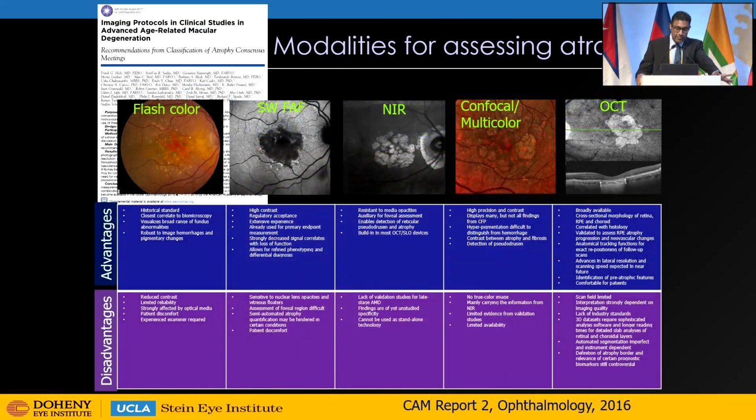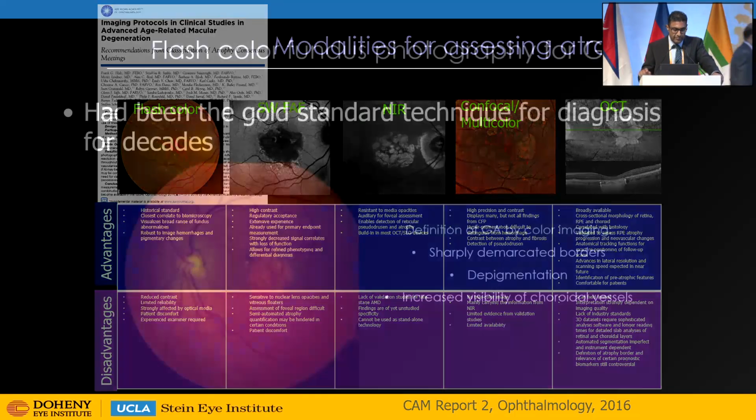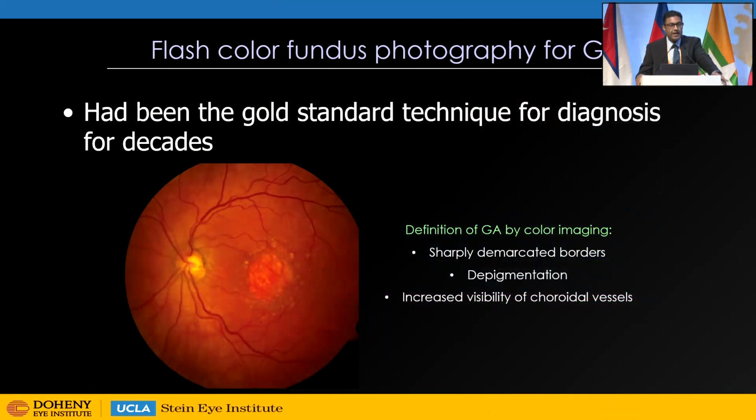A few years ago, we published this report summarizing some of the advantages and disadvantages. This is not meant for reading; I just wanted to throw the reference there if someone's interested. But I want to highlight that flash color photography has been the gold standard for diagnosis for many decades. We have this very nice definition for atrophy: looking for sharply demarcated borders of depigmentation with increased visibility of choroidal vessels.